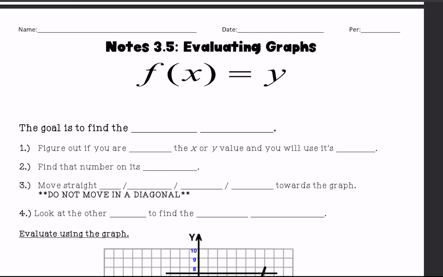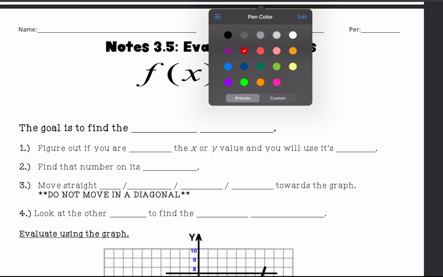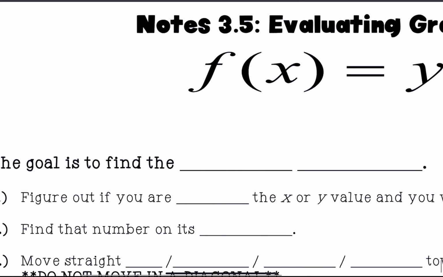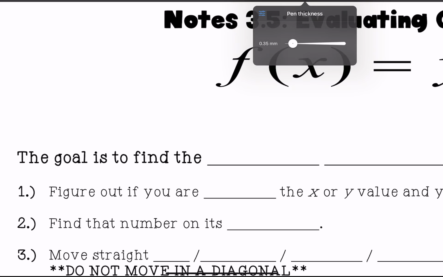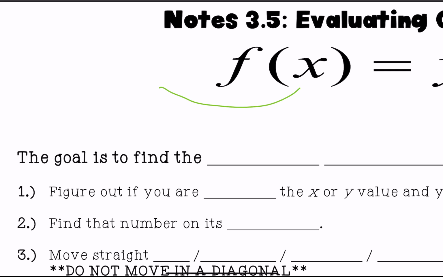All right, so today's notes is 3.5 evaluating graphs, where we have function notation, which is f of x equals y. So before we get started, what's really important is just understanding what x and y represent. For x, this represents the x number. And if we have an x number, we're trying to figure out y. That's going to be today's goal.